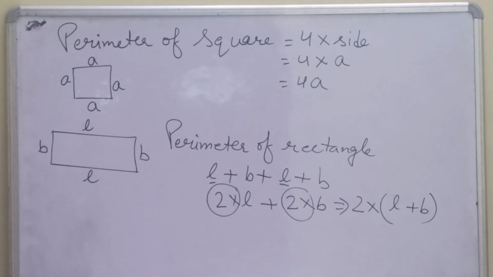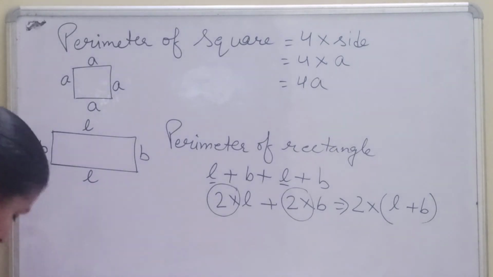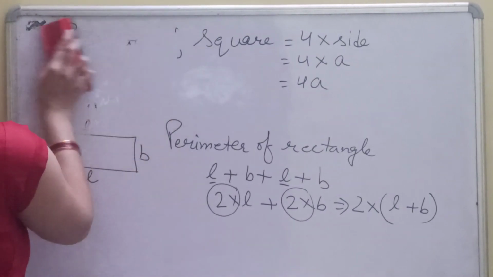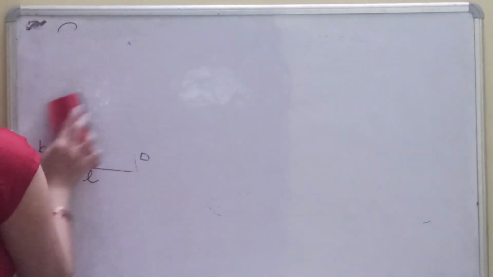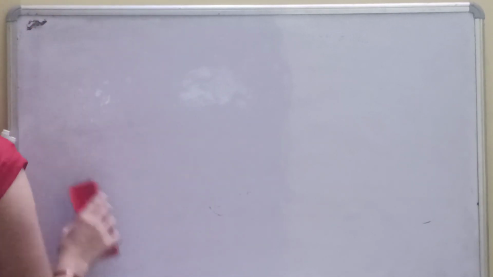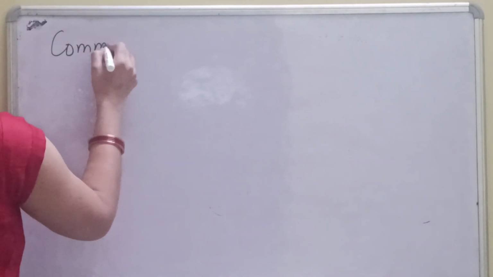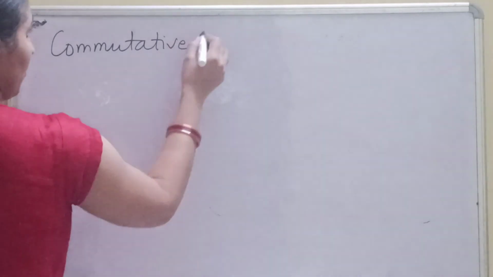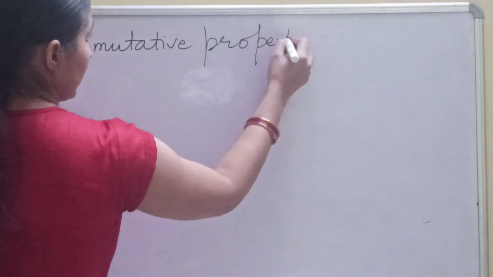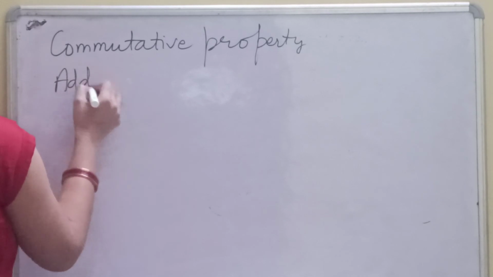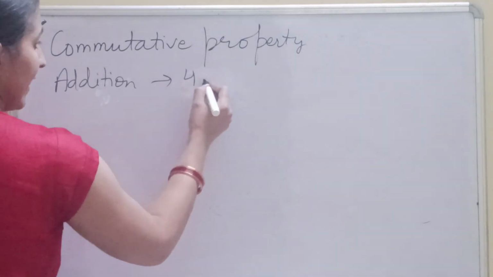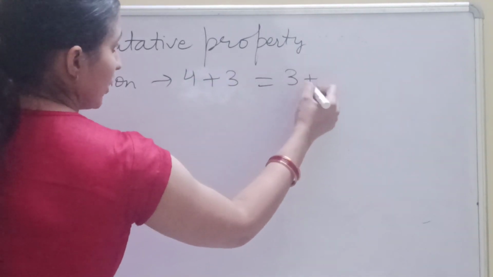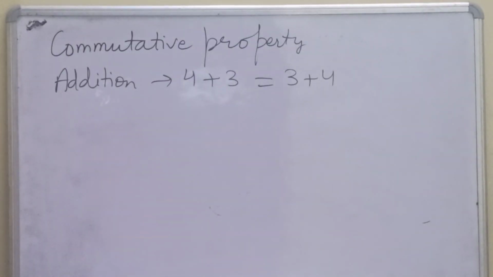Now, some properties that we have discussed earlier also, commutative property and associative property. So the commutative property of addition: if we are discussing addition, what do we have in that? We have 4 plus 3 equals 3 plus 4. This way we are having.